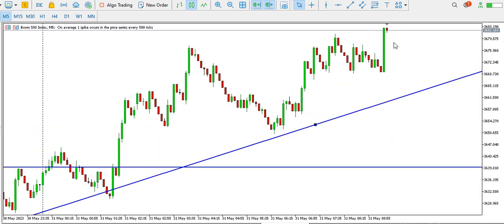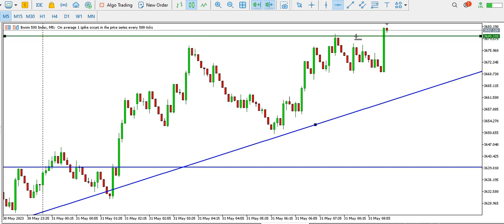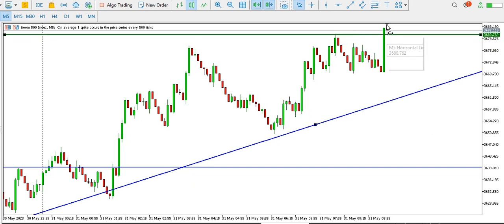Same with the 5 minutes. The current 5 minutes candle is breaking the structure around here. The structure around here has just been broken, so we might expect a retrace or a retest of that structure level for price to go up.